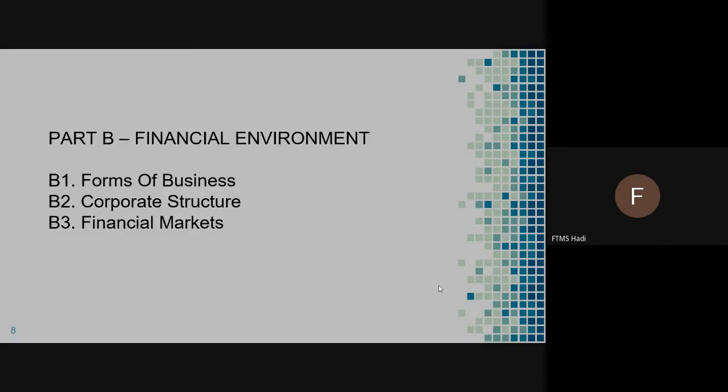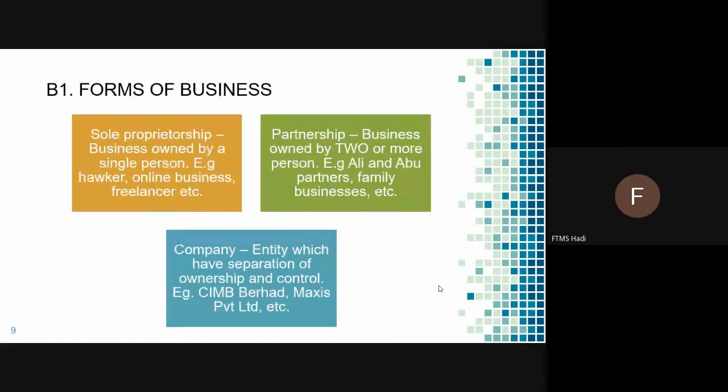All right, there are three forms of business. The first one is sole proprietorship. I believe that small business management students like Amir and Nadia took this module before.